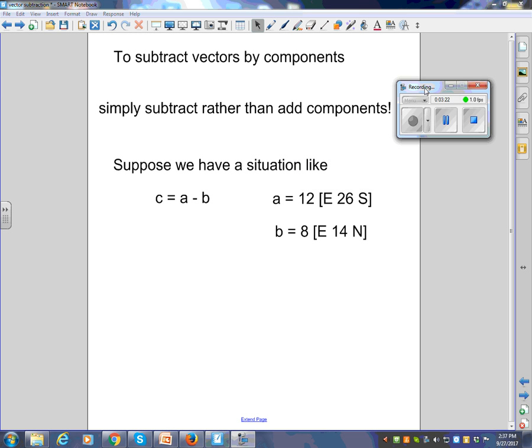Okay, so to subtract vectors by components, just like I said yesterday, all you do is subtract the components instead of add them. That's all you do. It's so simple. You just subtract them. You don't have to flip.